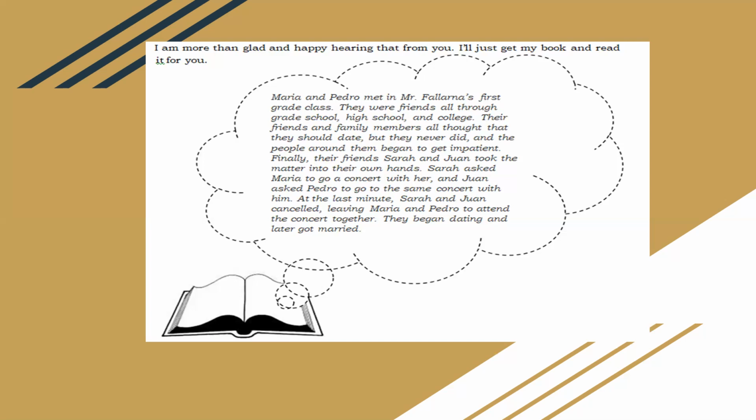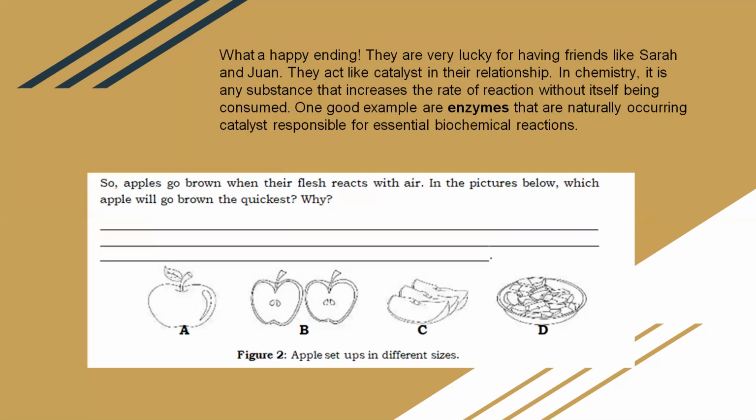Sarah asked Maria to go to a concert with her, and Juan asked Pedro to go to the same concert with him. At the last minute, Sarah and Juan canceled, leaving Maria and Pedro to attend the concert together. They began dating and later got married. What a happy ending! They are very lucky to have friends like Sarah and Juan. They act like catalysts in their relationship.